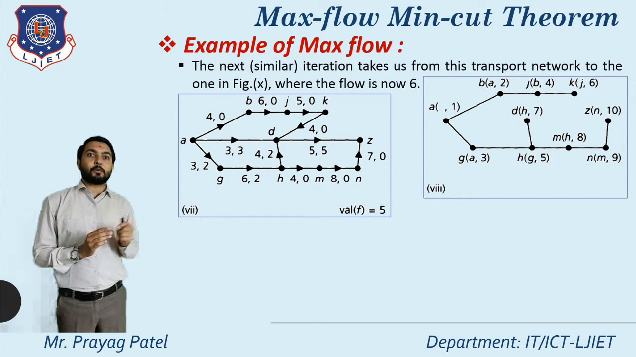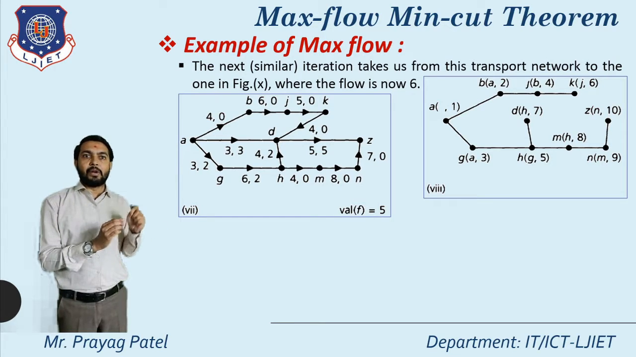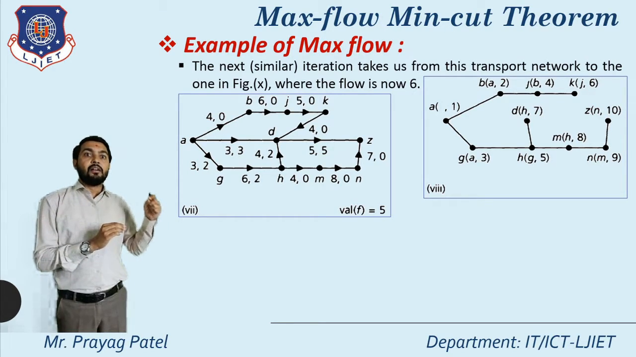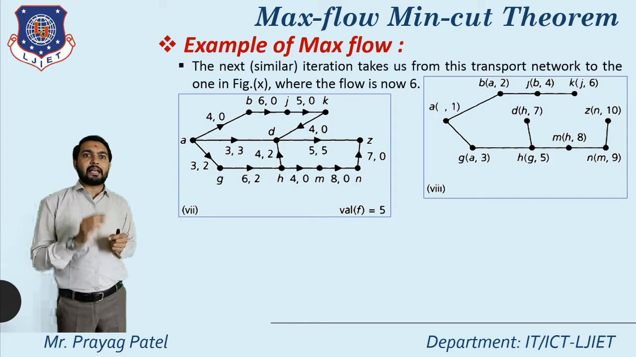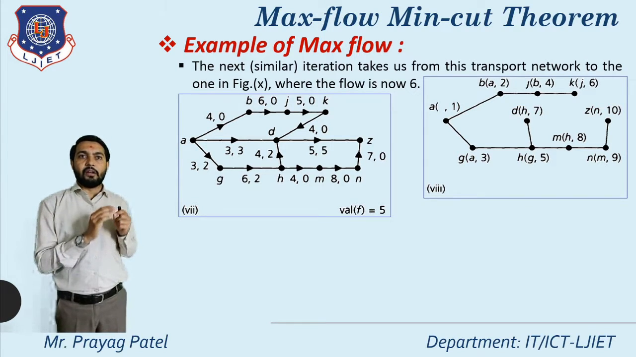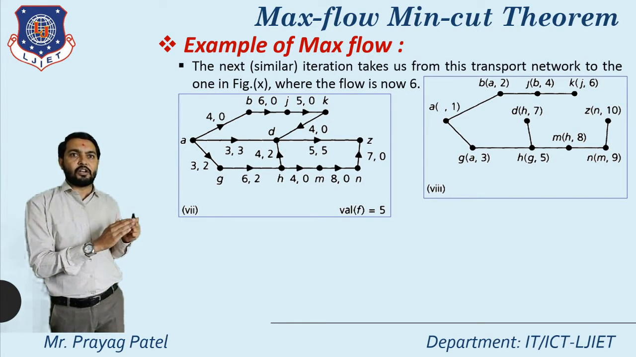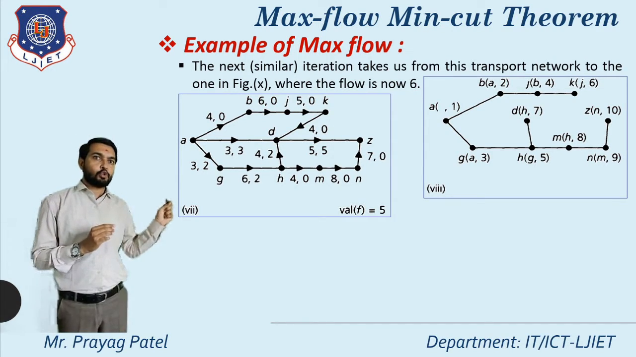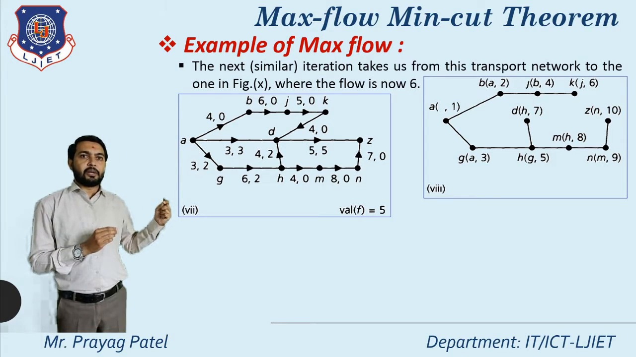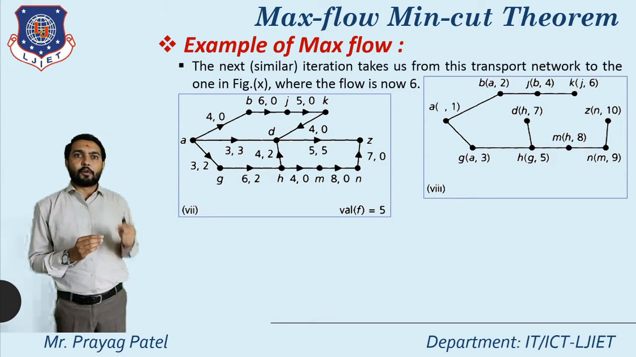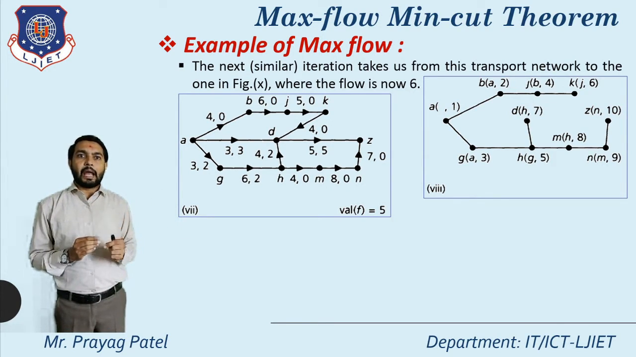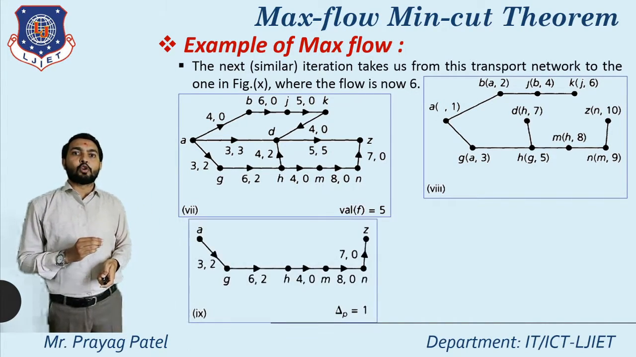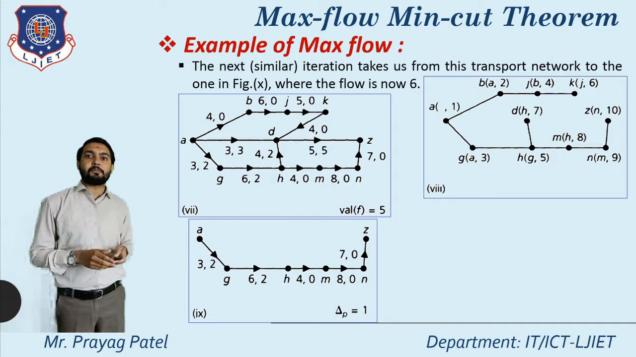So M to N is possible. So labeling M9 for N. Then the next labeling for Z is Z N10. So we reach our destination node Z. Then find the path by backtracking. Z is reachable from N, N from M, M from H, H from G and G from A. So consider this path.